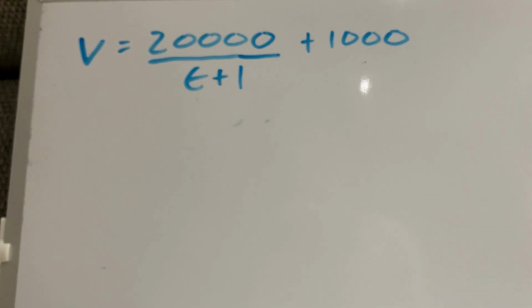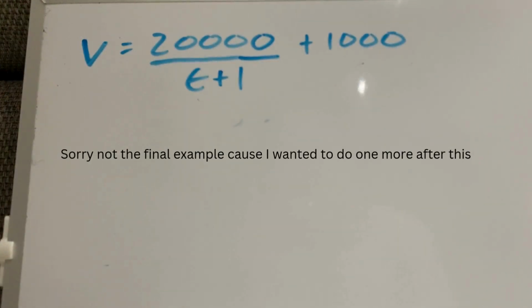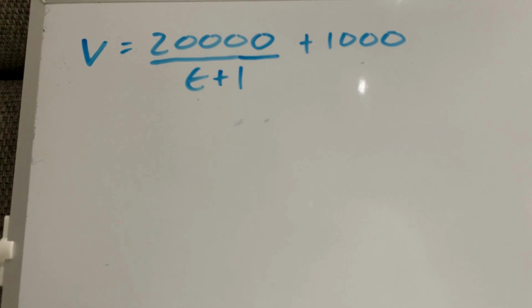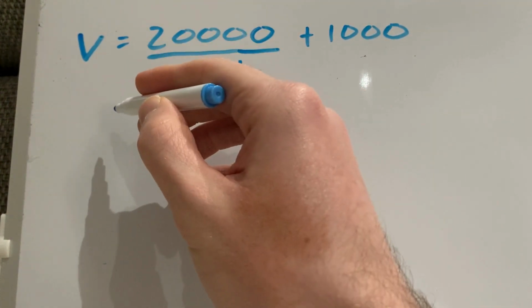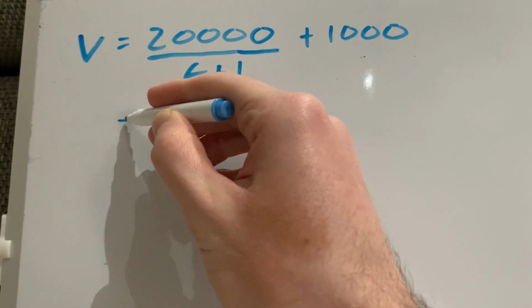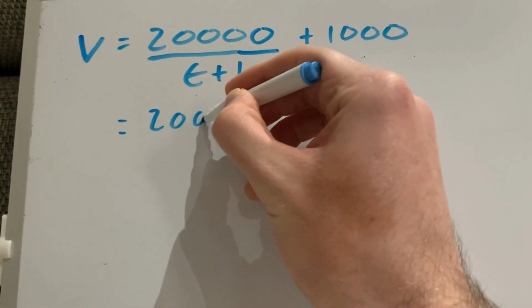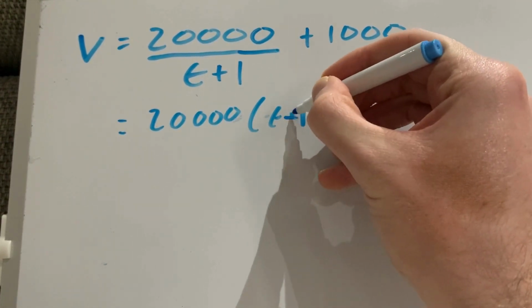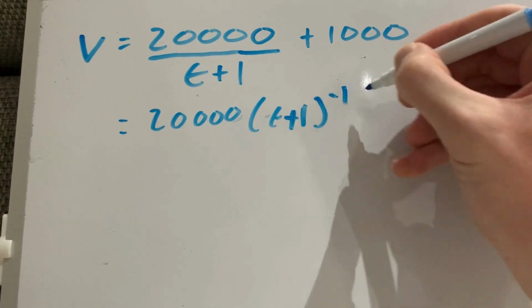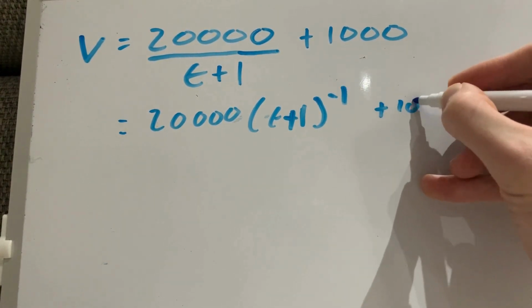Okay, so for our final example, we're going to look at the value of a car, which is given by V after t years of it having been bought. And that's given by 20,000 over t plus 1, plus 1,000. So what we're going to do, we're going to want to work out dV by dt. So we're going to rewrite this as 20,000 times t plus 1 to the minus 1, and then plus 1,000.